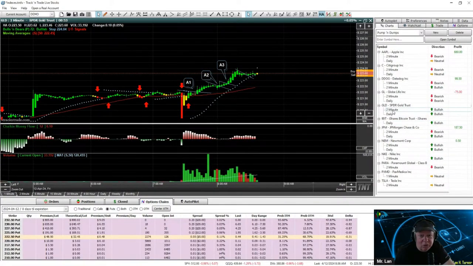Okay, here's gold. Gold's trying to break the blue lights. So this is what? What is it? It's a B1.